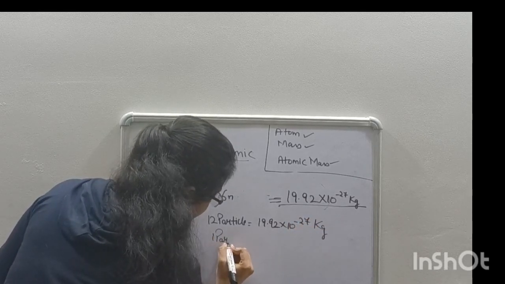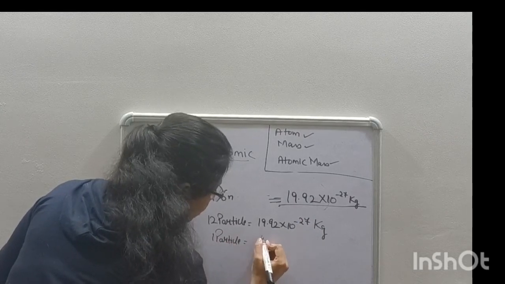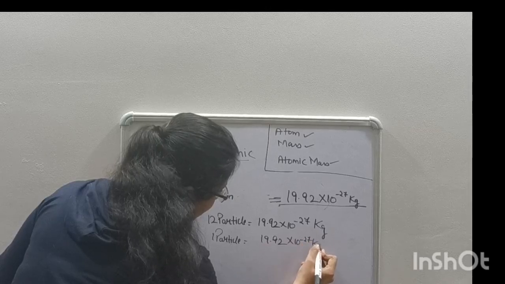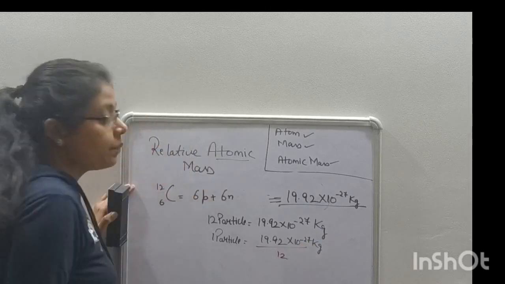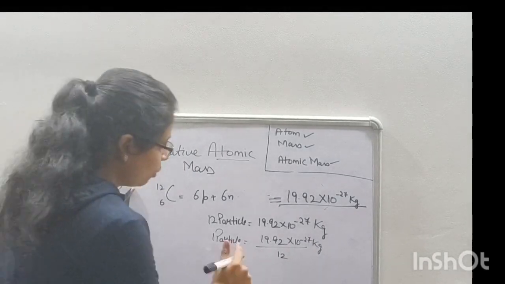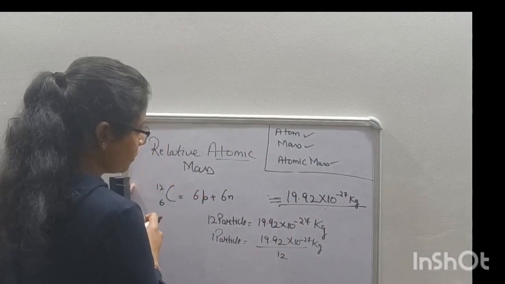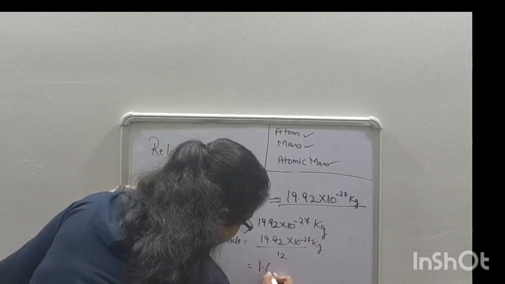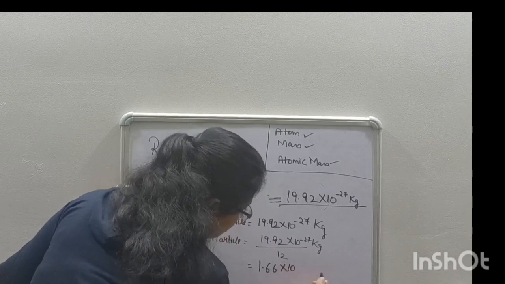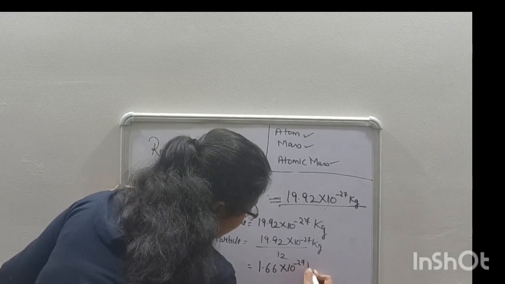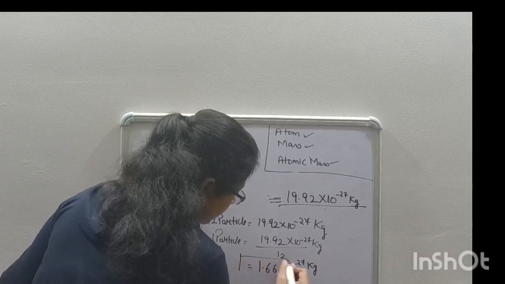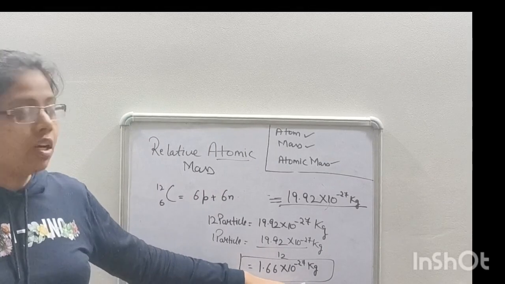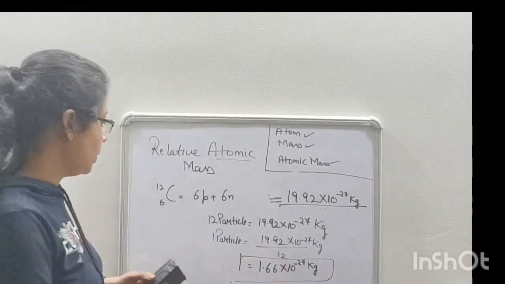So the mass of one particle is equal to 19.92 × 10 raised to the power minus 27 kg divided by 12, and let us find out what it comes out to be. It comes out to be 1.66 × 10 raised to the power minus 27 kg. This is the mass of the one particle that we are going to deal with.